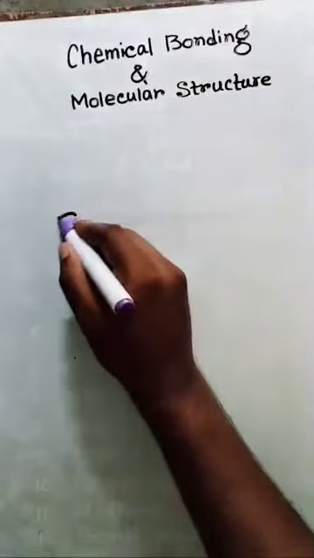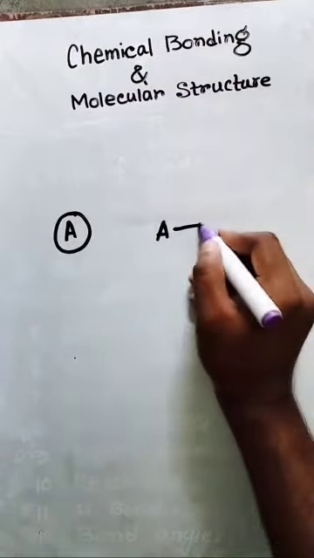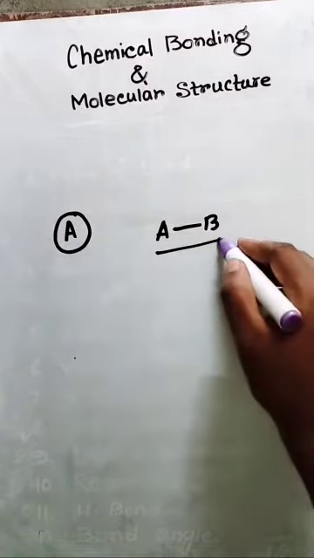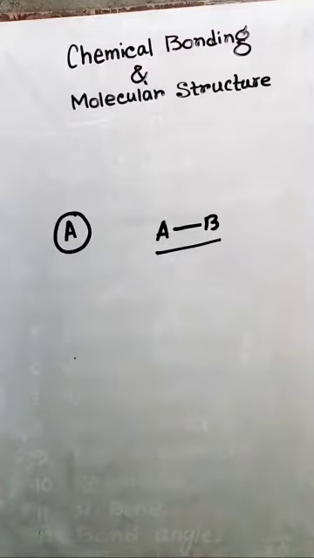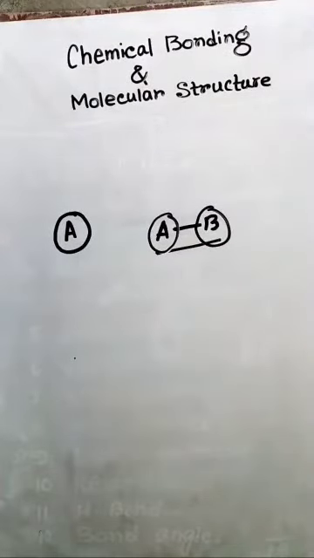Since isolated atoms generally have higher energy, for example A, it is an isolated atom or ion. So when these atoms or ions form a bond, that is A bond B, then it is a molecule. So isolated atoms have a natural tendency to form aggregates. Here A aggregates with B, which has a lower energy than the individual atom.